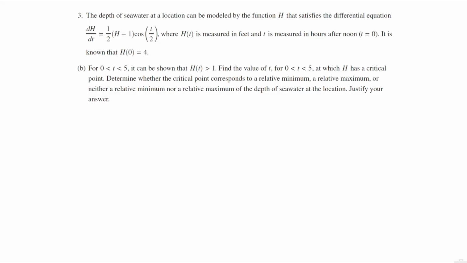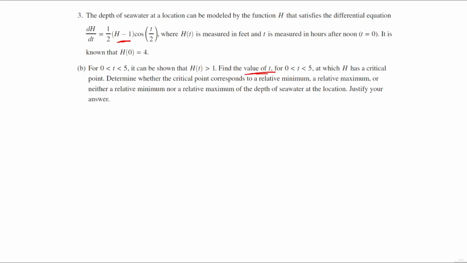For part B here, I've recopied the question again, so we've still got the same beginning part here, but it says for 0 to 5 for t, it can be shown that h of t is greater than 1. And we want to find the value of t at which h has a critical point. So note that we're saying find the value of t at which h has a critical point, which means that we might be looking up here to see when our derivative is equal to 0 and noting that h equals 1. But that's not what they're looking for.